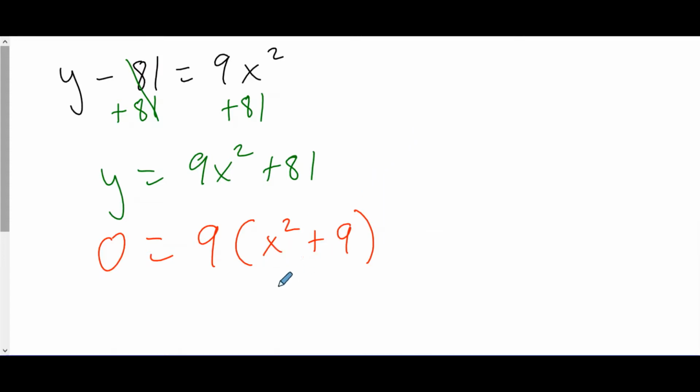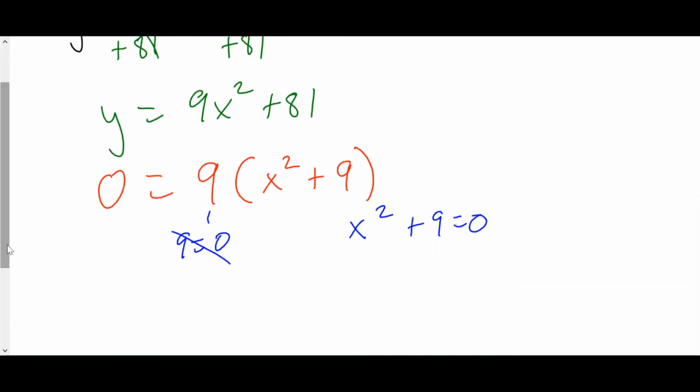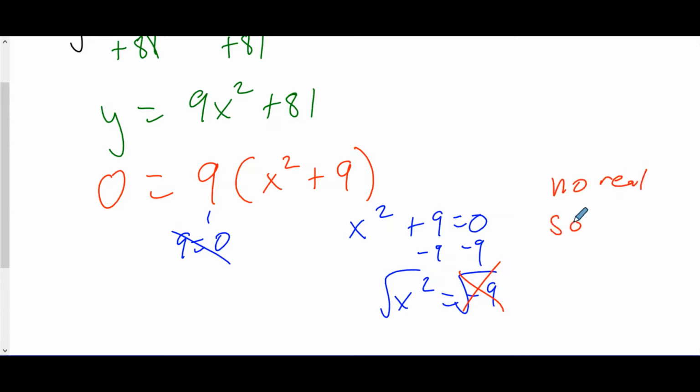And then I can try to set my factors equal to 0 to find solutions. So this one, 9 equals 0. Well, that's not going to give me anything because 9 will not equal 0. If I do this one, x squared plus 9 equals 0. I can move the 9 to the other side by subtracting it. I get x squared equals negative 9, which brings me back to what we did last lesson. I can get x by itself by taking the square root of both sides, but then I'm taking the square root of a negative, which I cannot do, which means there's no solution here and there's no solution here, so this problem has no real solution.